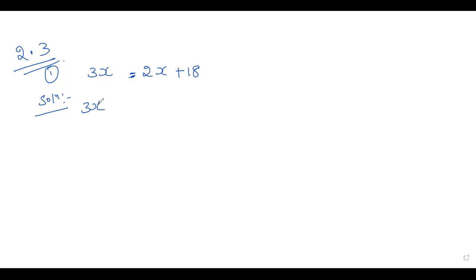Okay, so 3x we have on the left side. I'm shifting this 2x to the left side. So it will become minus 2x is equal to 18 as it is. 3x minus 2x is 1x is equal to 18. 1x is nothing but x. The value of x is 18.